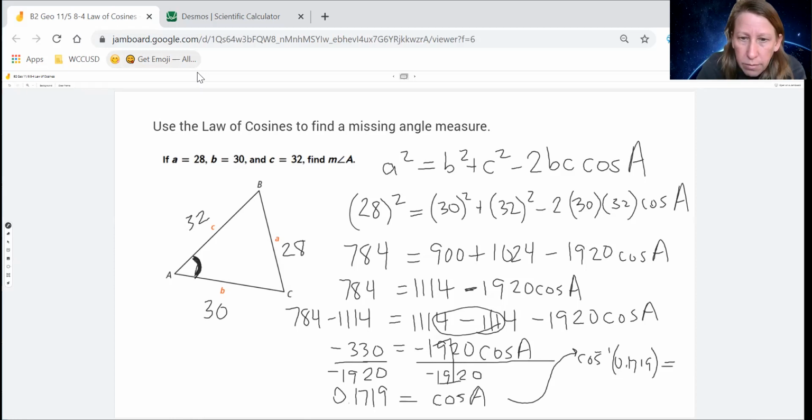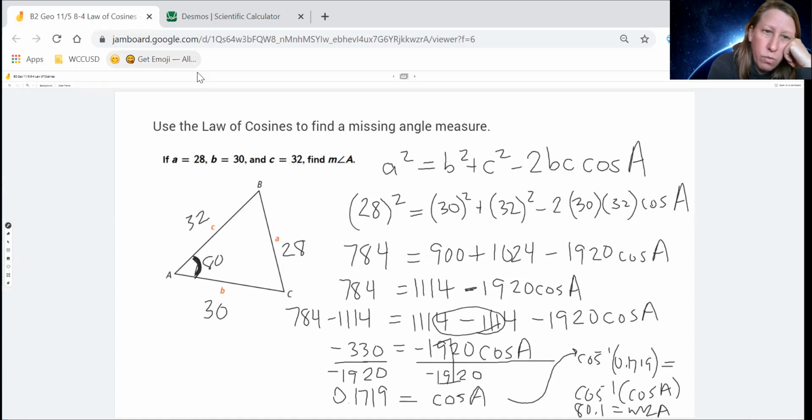The inverse cosine of the cosine of A is just the measure of angle A. And the answer was 80.1. All right, I did it. That's about an 80.1 degree angle. It takes some algebra. Do the same thing on both sides. Divide the same thing on both sides. And then stick with it. Follow it all the way through.